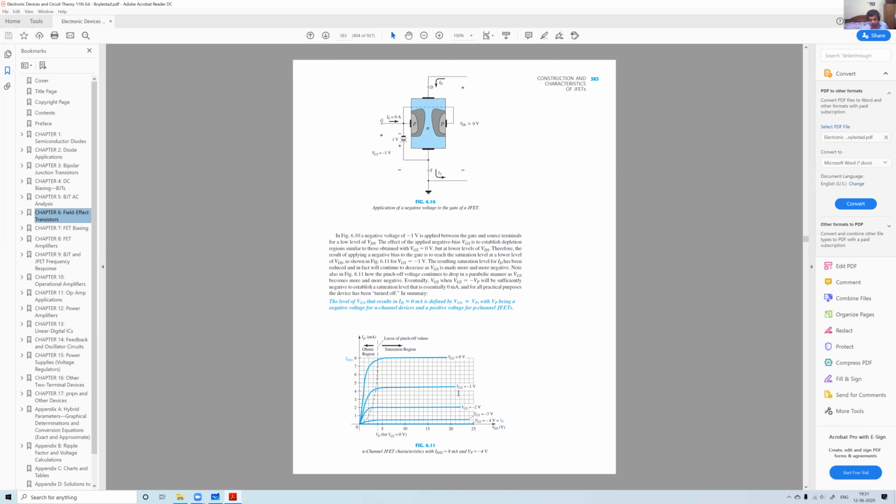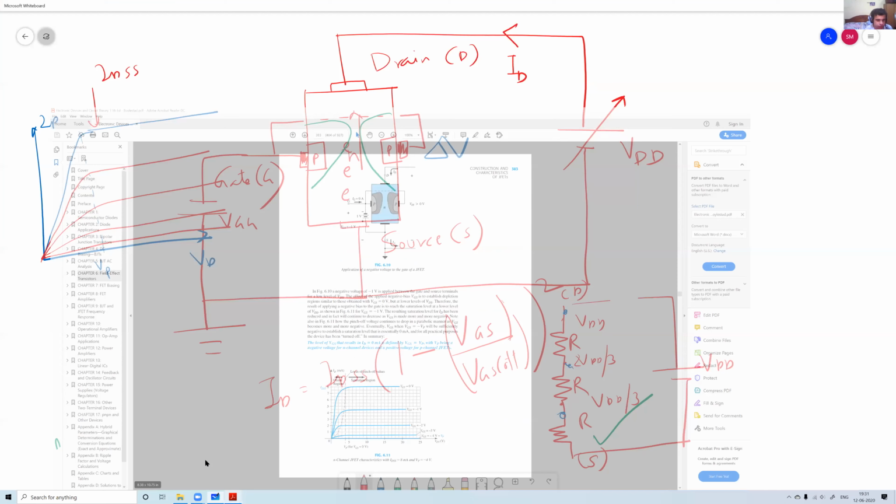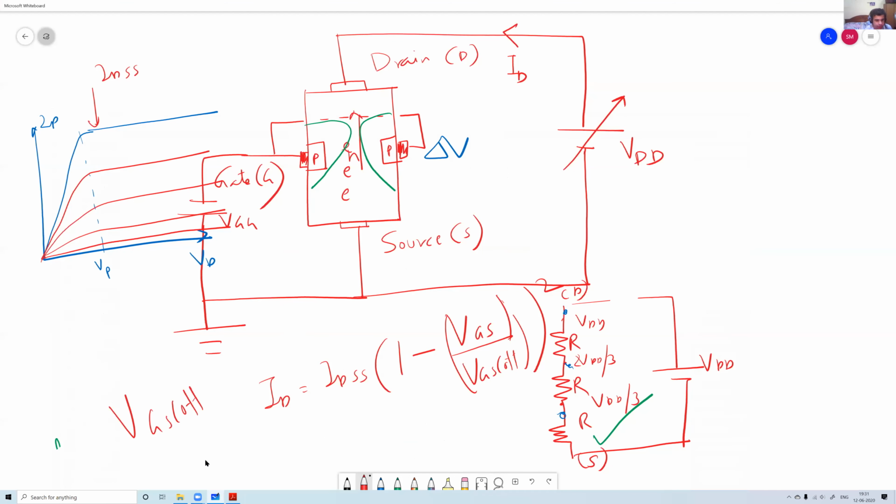As the VGS voltage is more and more reverse bias, the drain current decreases. And when the VGS is sufficiently large, then there is no drain current. And interestingly, this VGS cutoff voltage, this VGS off, is the negative of the pinch off. For N channel FETs, the pinch off voltage is positive and VGS off is negative. For P channel FETs, the pinch off voltage is negative and VGS off is positive.